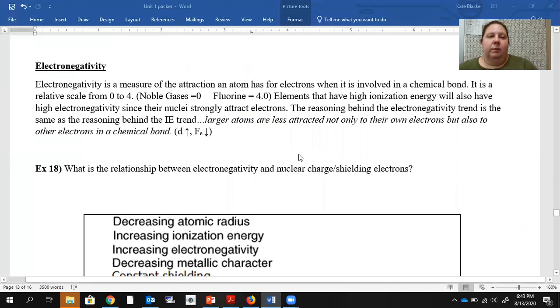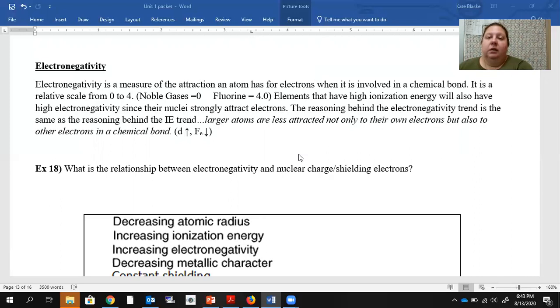The last periodic trend that we're going to talk about is electronegativity. Electronegativity measures the attraction that an atom has for electrons to form a chemical bond. We talk about electronegativity a lot when we're determining the difference between polar and nonpolar bonds. We're talking about electronegativity differences when we're talking about the difference in ionic versus covalent bonds.